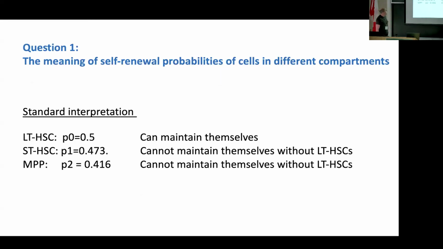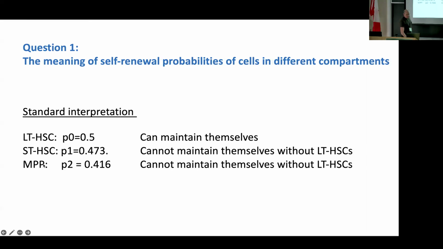So I want to come to the interpretation of those data. As I mentioned before, the long-term stem cells have to have a self-renewal probability of 0.5 in order to maintain the whole system. If the self-renewal probability was more than 0.5, then they self-renew more than they differentiate, so you get an expansion. If it's less than 0.5, then they differentiate more than they self-renew, and they decline. So it has to be 0.5.